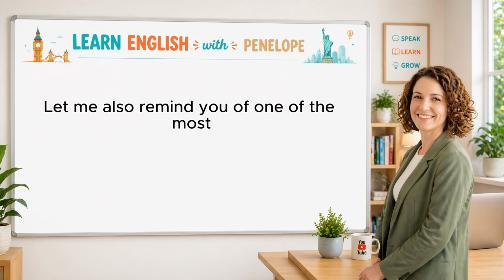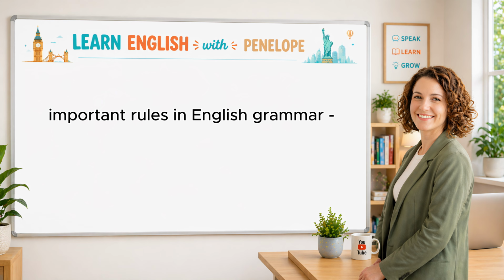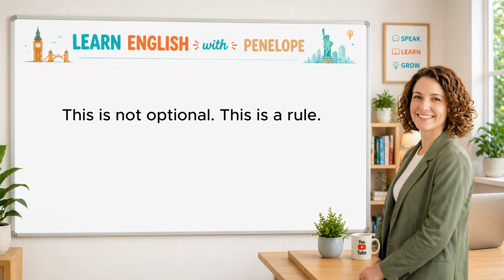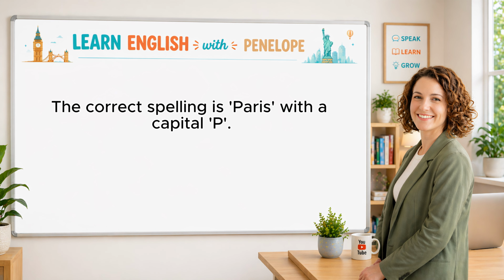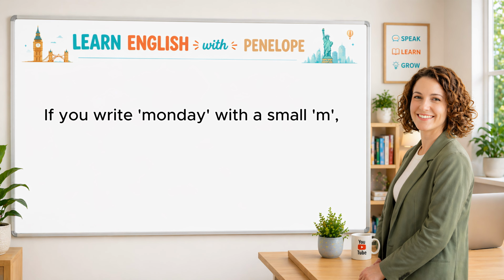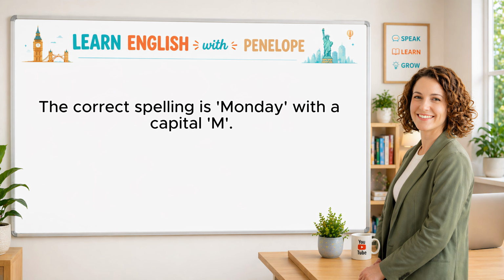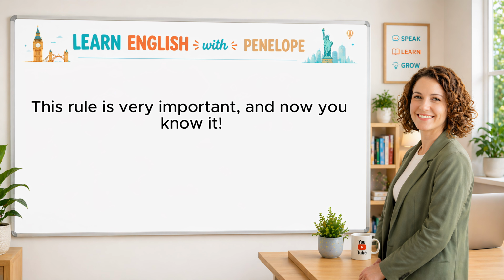Let me also remind you of one of the most important rules in English grammar. When you write a proper noun, you must use a capital letter at the beginning. This is not optional. This is a rule. If you write Paris with a small p, that is a mistake. The correct spelling is Paris with a capital P. If you write Monday with a small m, that is a mistake. The correct spelling is Monday with a capital M. This rule is very important, and now you know it.